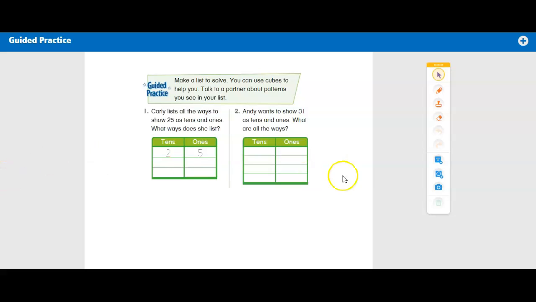The first row has been completed for us. We are breaking the number 25 apart into 3 different ways. The first way that Carly showed is by showing 2 10s and 5 1s. 2 10s is equal to 20 plus 5. That gives us 25.